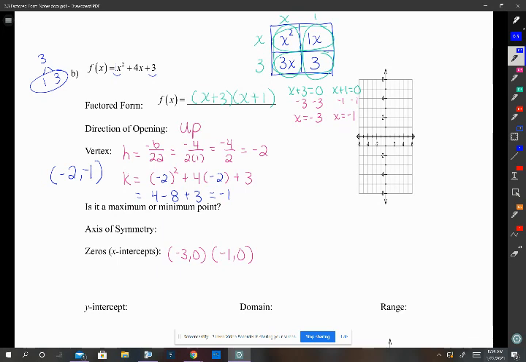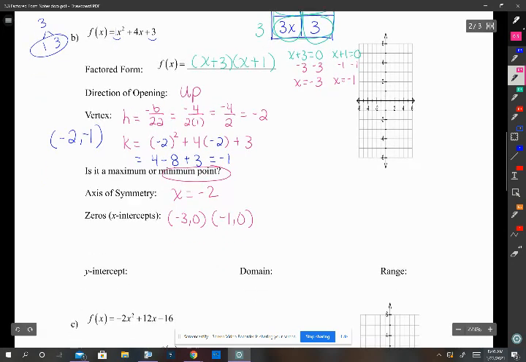It asks if it's a max or a min. Remember that if it faces up, then it's always a min. And then our axis of symmetry is going to be x is equal to negative 2. And then we know our y-intercept because it's already in standard form from the beginning. So our y-intercept is the point 0, 3. Domain negative infinity to infinity, or all real numbers.